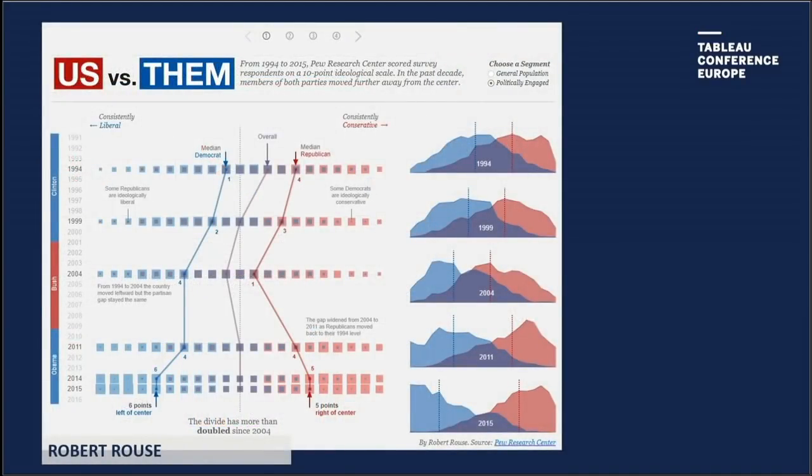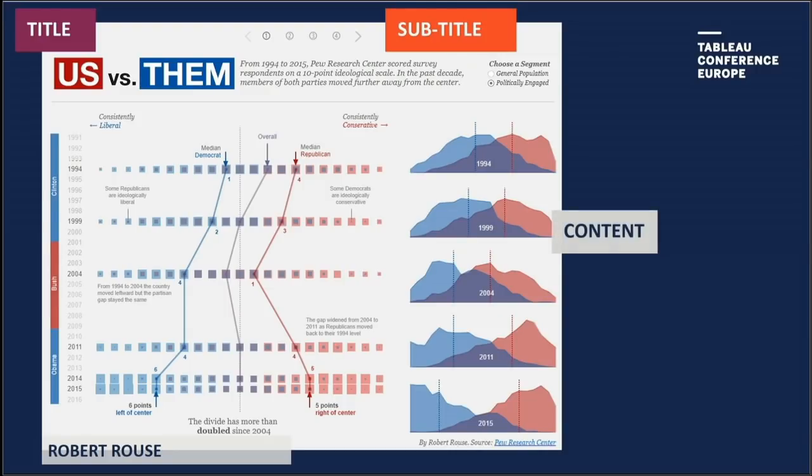Taking this great example that comes from Robert Rouse, this is looking at, again, politics, this time in the US, and how much politics is widening away from the center. It uses that same format, so there's a title, Us versus Them, it introduces the topic. There's the subtitle describing where the data comes from, just a bit of a blurb that drives this view. And then you get into the content.